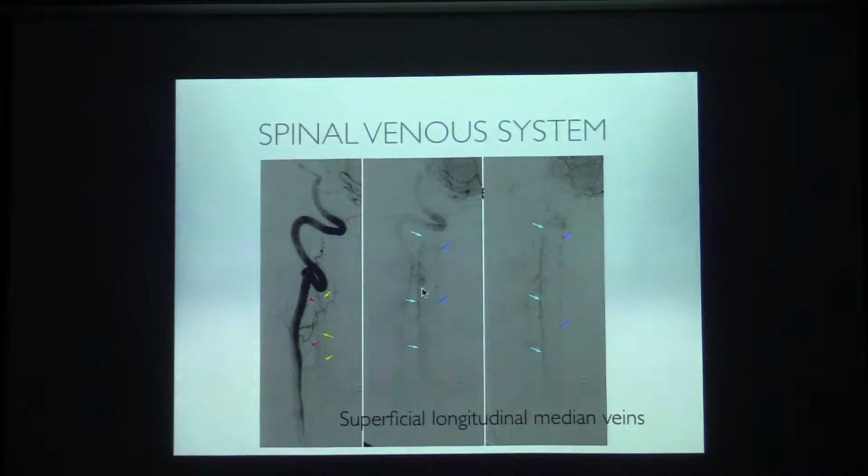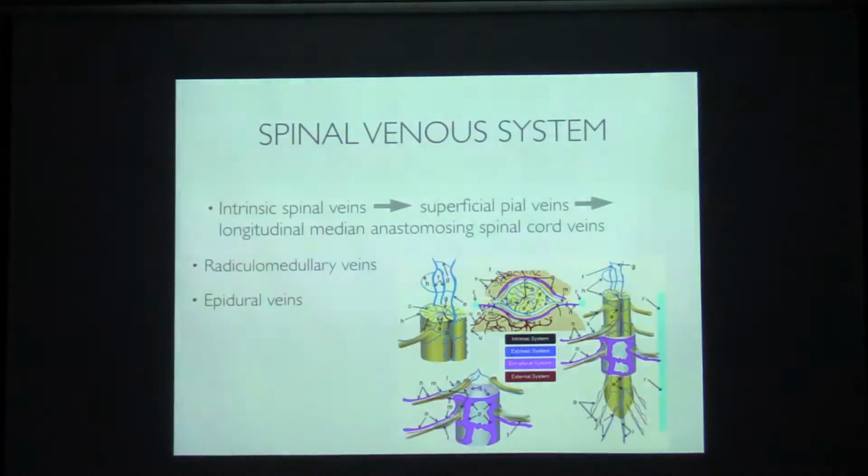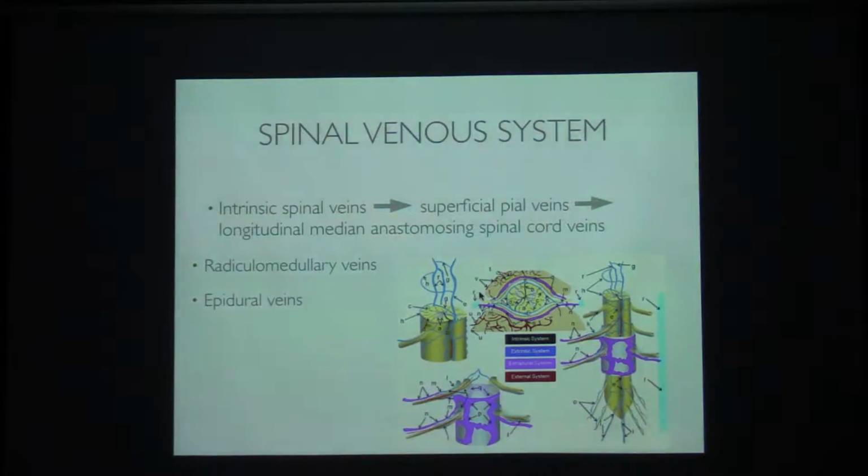In the brain we have arterial phase and capillary phase and venous phase, and it's a bit difficult in the cord, but you can almost see capillary enhancement here, and then you see those superficial longitudinal median veins which are going to be very important with pathologies. So just only this about the veins.